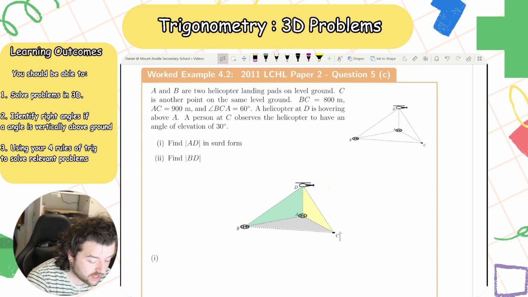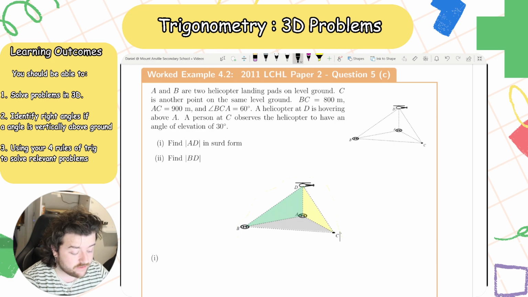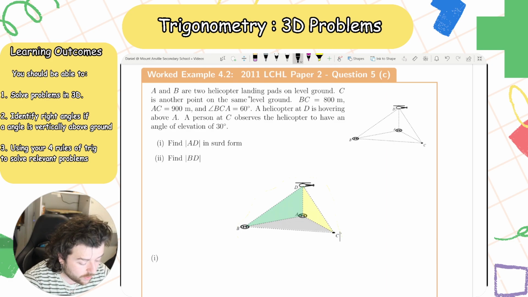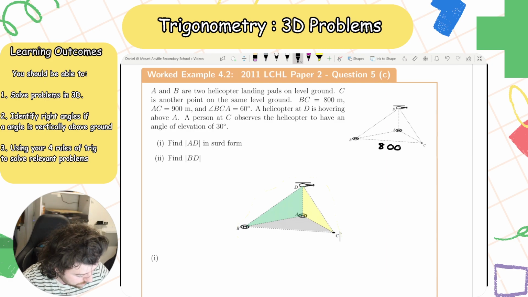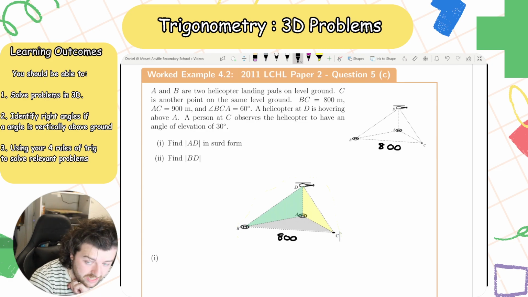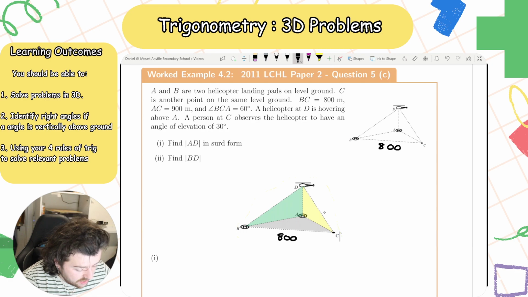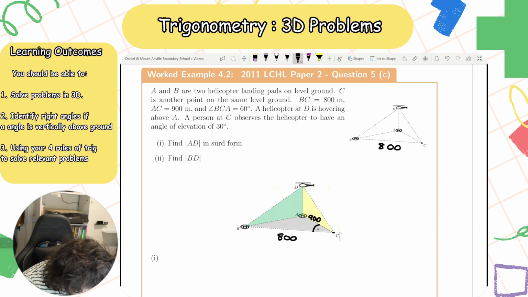A and B are 2 helicopter landing pads on level ground. C is another point on the same level ground. BC is 800 meters, so the length from B to C is 800. Let me fill this in on my big diagram. Then I know A to C is 900. And then angle BCA is equal to 60 degrees. So this angle here is 60.